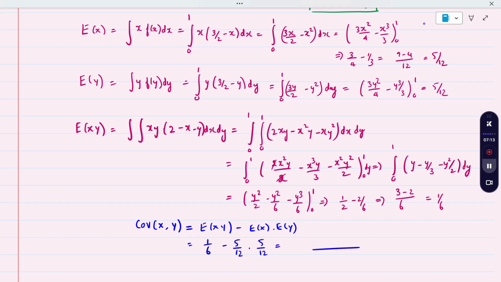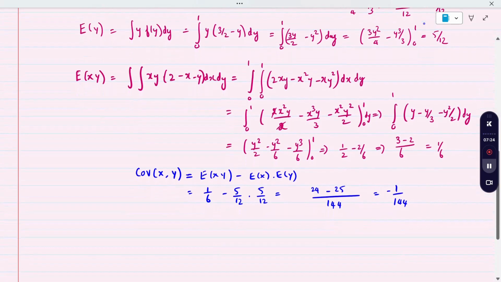So it is 144 when I take LCM. So 24 minus 25, so minus 1 by 144. So our covariance answer is covariance of x comma y equal to minus 1 by 144. So completed. I will do one more problem in this topic, covariance.